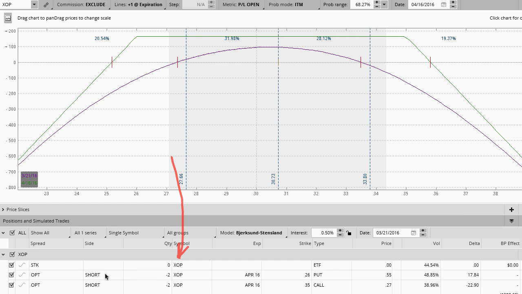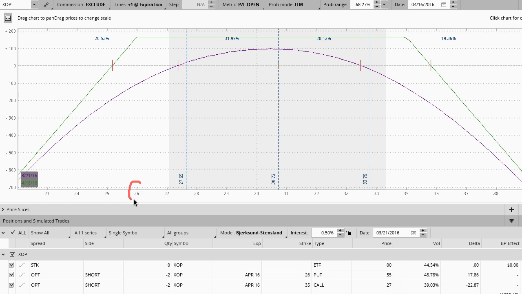But you can see now that we are short 2 April 2016 26 puts that we sold each for $55, and we are also short 2 April 2016 35 calls, which we also sold for $27. So in this case, we are net option sellers across the board. We sold a put option contract at the 26 strike. You can see that's where the P&L diagram pivots. Notice how it pivots right there. And then we sold a call option at 35. And again, you can notice how the call option diagram pivots and shifts right there.